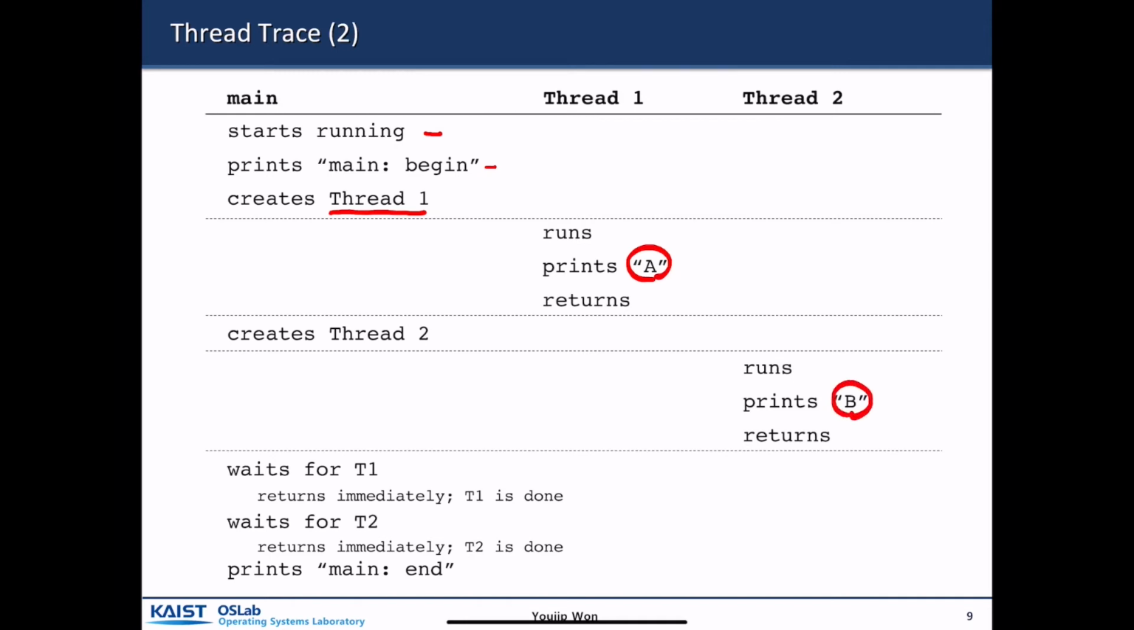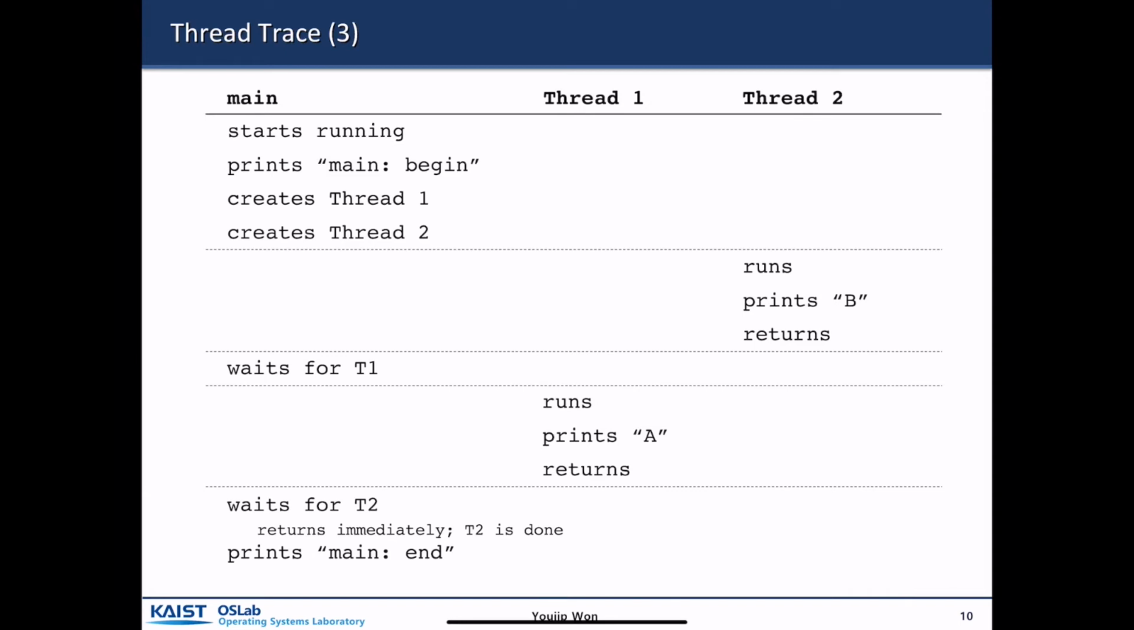Then control is transferred to the main program, and main calls pthread_join for T1. Because T1 has finished before, it returns immediately. Then it calls pthread_join for T2. It returns immediately because T2 has done already. And then it prints main end.